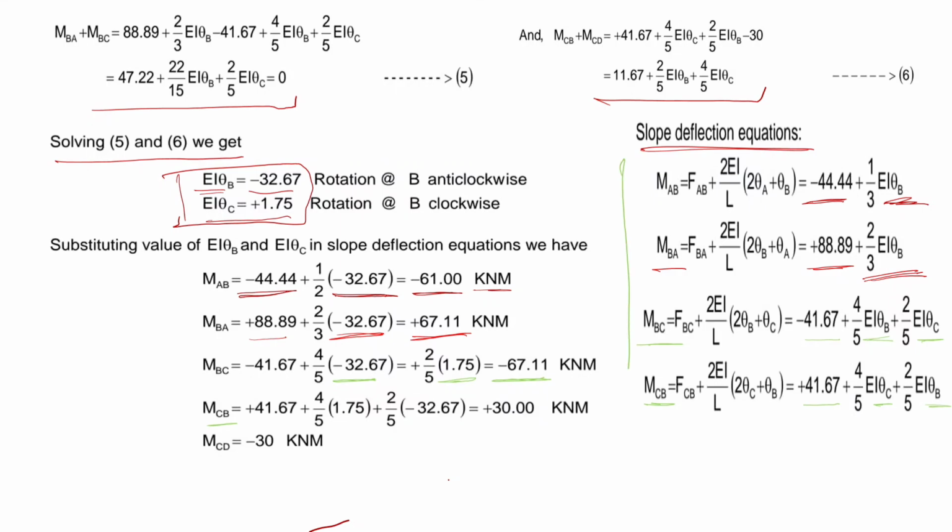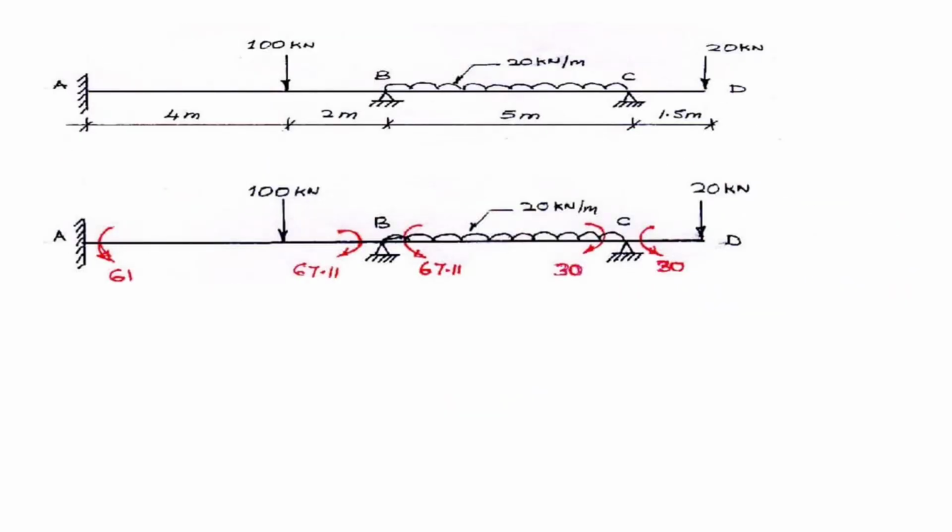So next, MCB. MCB is equal to 41.67 plus 4 by 5 EI theta C plus 2 by 5 EI theta B. ಇವನ್ನೆಲ್ಲ ಆಲ್ರೆಡಿ ನಾವು ಸೆಕೆಂಡ್ ಸ್ಟೆಪ್ ಅಲ್ಲಿ ಕ್ಯಾಲ್ಕುಲೇಟ್ ಮಾಡಿರೋ ವ್ಯಾಲ್ಯೂಸ್. ಸೊ EI theta C is 1.75 and EI theta B is minus 32.67. We will get plus 30 kilonewton meter. MCD is minus 30 kilonewton meter. ನಿಮ್ಗೆ ಆಲ್ರೆಡಿ ಗೊತ್ತಿದೆ. ಓಕೆ, ಅದೇ ವ್ಯಾಲ್ಯೂಸ್ನ ಇಲ್ಲಿ ಡಯಾಗ್ರಾಮ್ ಅಲ್ಲಿ ರಿಪ್ರೆಸೆಂಟ್ ಮಾಡಿದ್ವಿ. MA is 61 and MBA is 67.11, MBC is 67.11, MCD is 30 and MCB is 30.